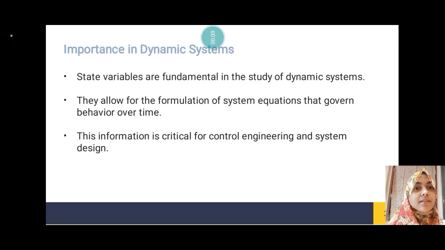Importance in dynamic systems. State variables are fundamental in the study of dynamic systems. They allow for the formulation of system equations that govern behavior over time. This information is critical for control engineering and system design.